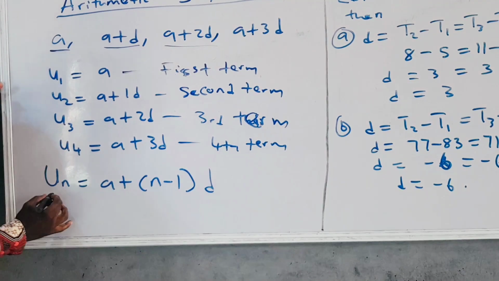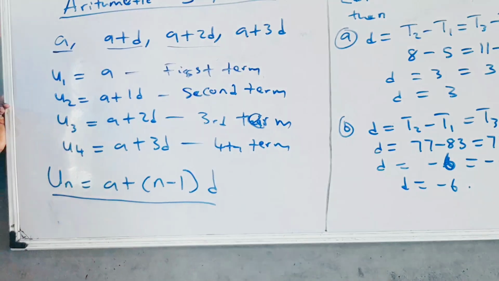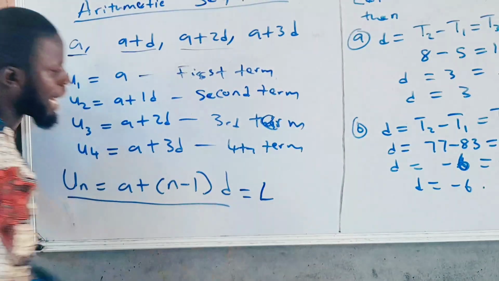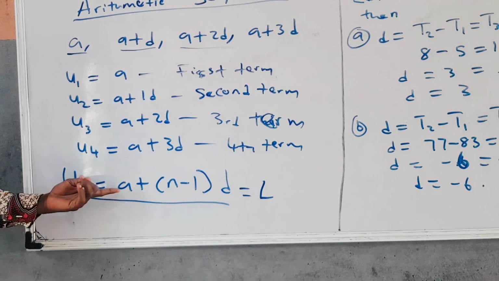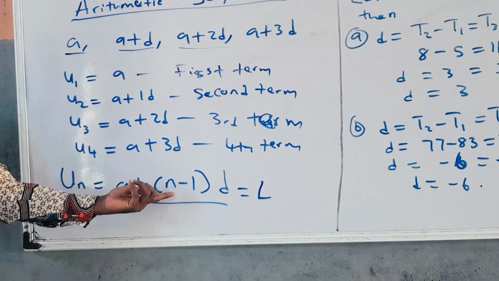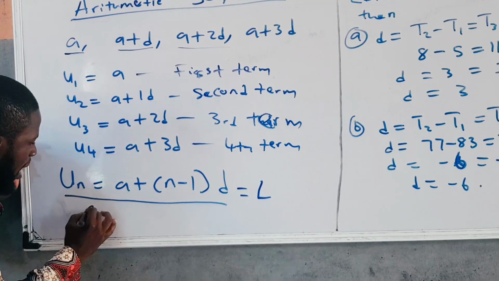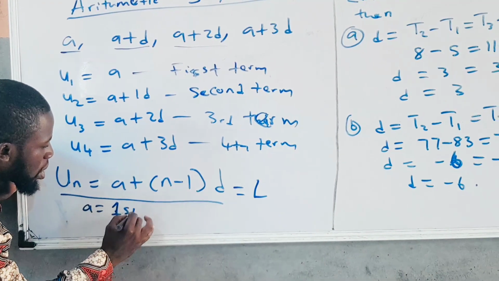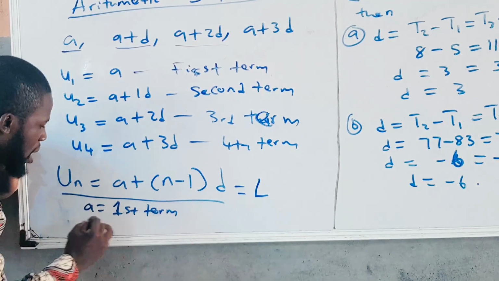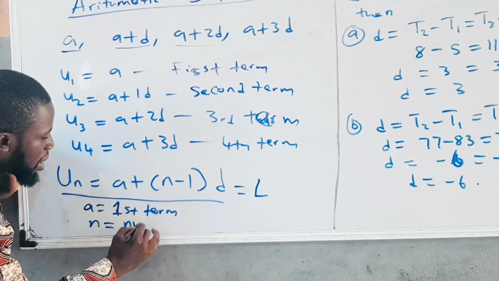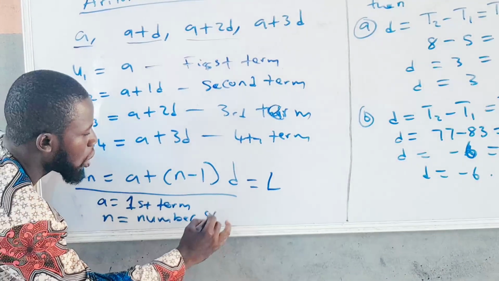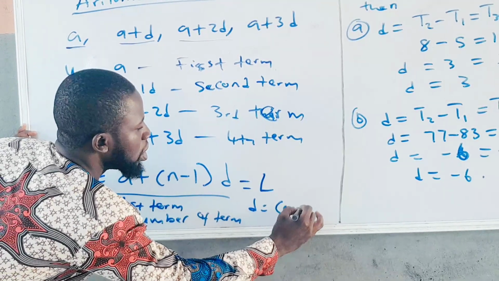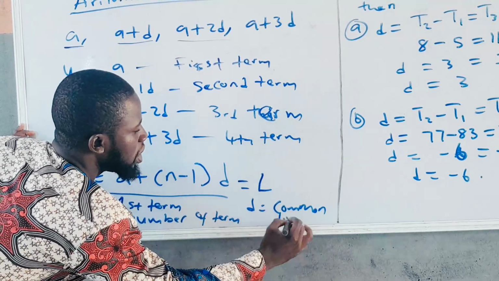That's why we are able to come about wherever you want to stop, which we call the last term. We call this Un, or you also call it L, that is last term. So this A is first term, n is standing for number of terms, and d is our common difference.